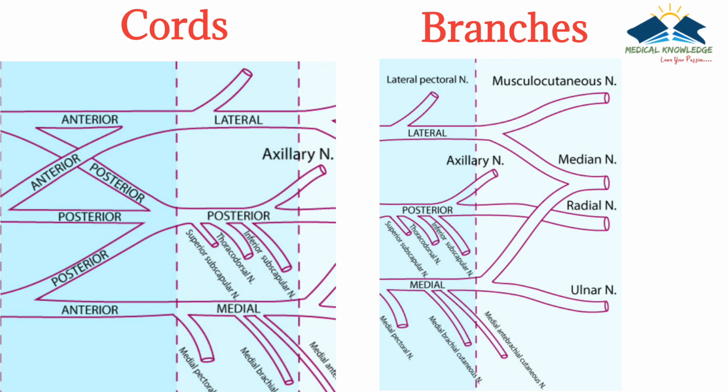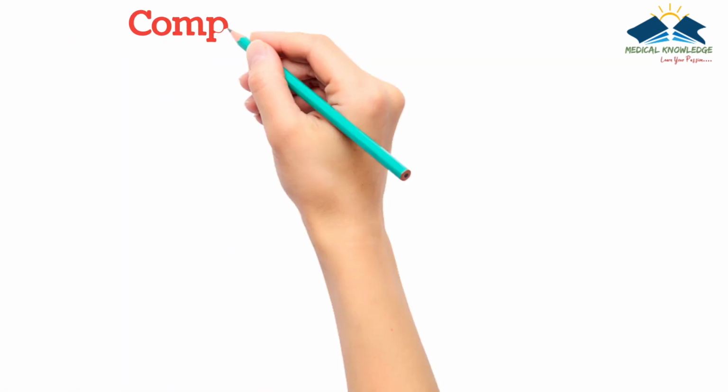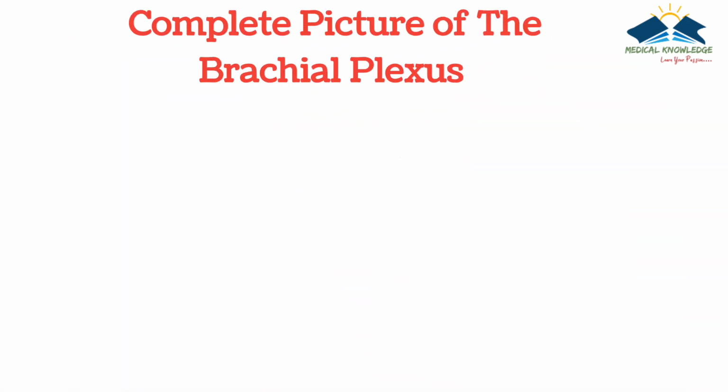Nerves arising from medial cord, remember R: Medial pectoral nerve. It also supplies both pectoralis major and minor muscles. Medial cutaneous nerve of arm. Medial cutaneous nerve of forearm. Ulnar nerve. This is the nerve of 1½ muscles of front of forearm. Let's see the complete picture of the brachial plexus.